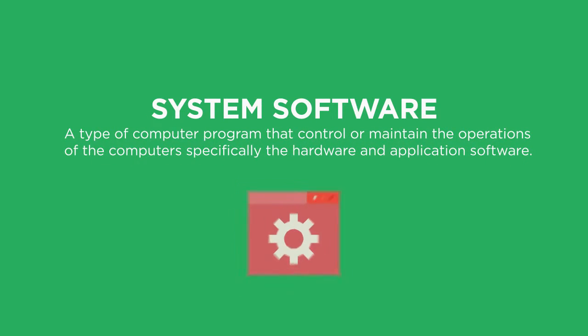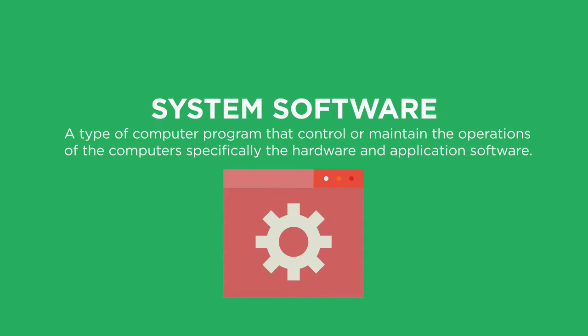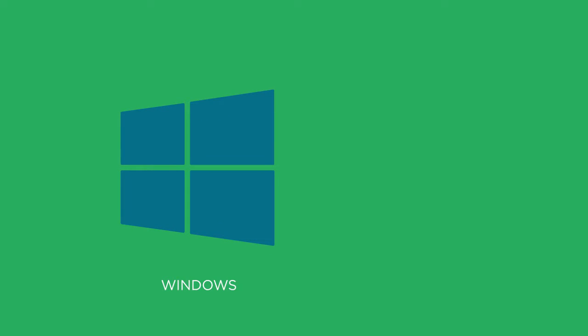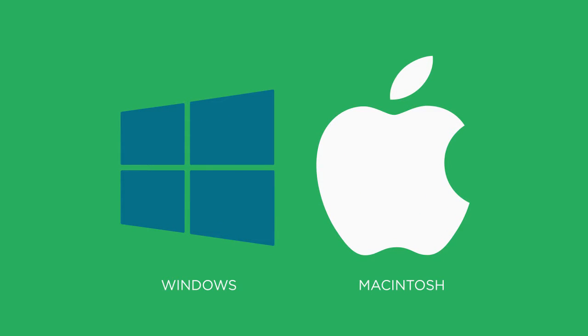A system software is a type of computer program that controls or maintains the operations of the computer, specifically the hardware and application software. Popular operating systems such as Microsoft Windows 10 or Apple's Macintosh are examples of a system software.